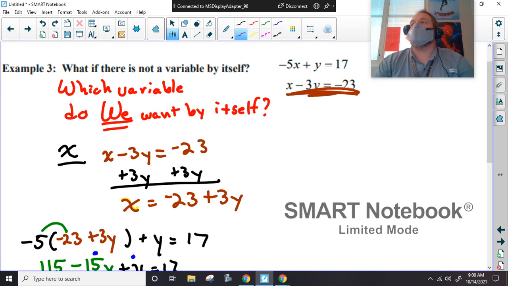This is when you want to ask yourself, WWJD, what would Jeffries do? Jeffries is going to use the easiest path. The other two problems we had a variable by itself. We found the other one, plugged it in, bam, got our answer.